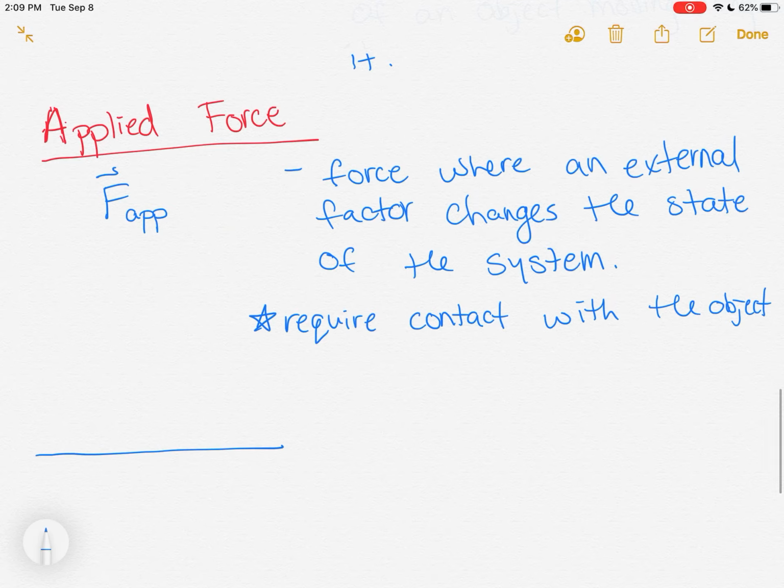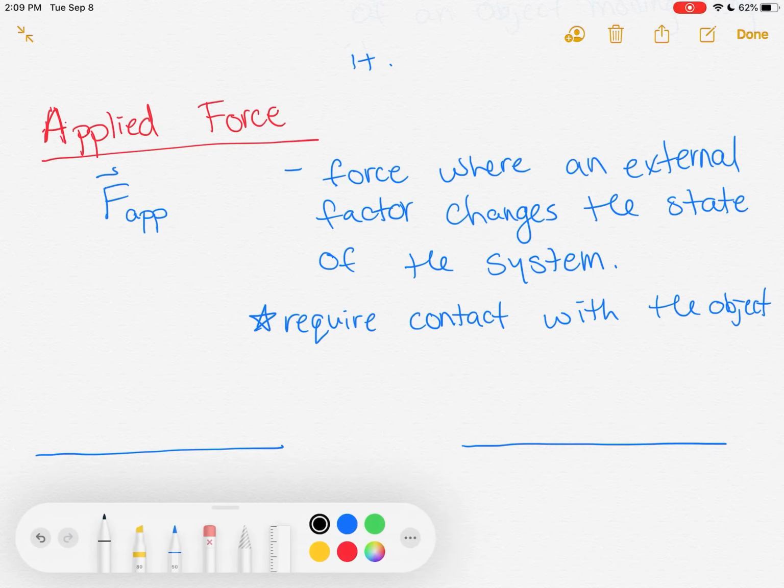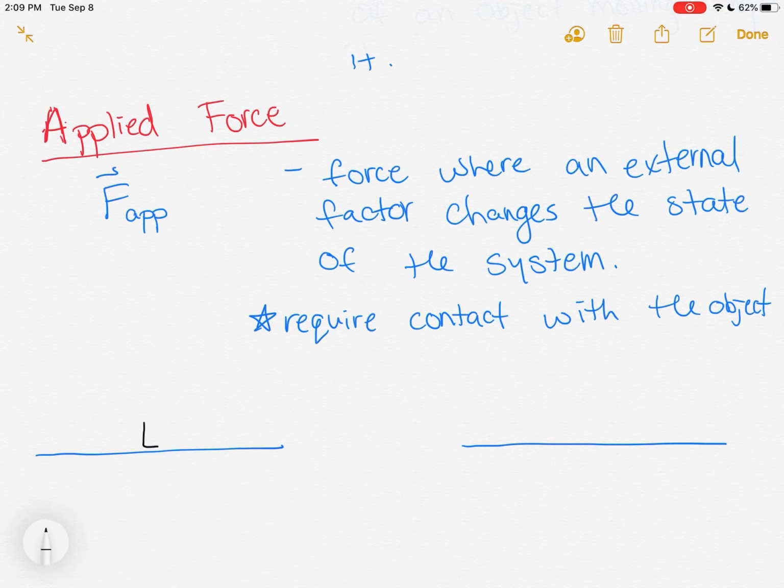So we're just gonna draw a desk here. And on my desk, I'm going to put a textbook. And so I'm just gonna draw the same system twice, and I'm gonna show you when it would be an applied force and when it would not be an applied force.